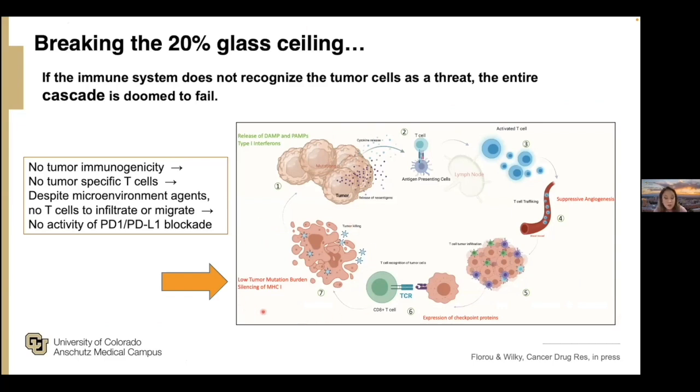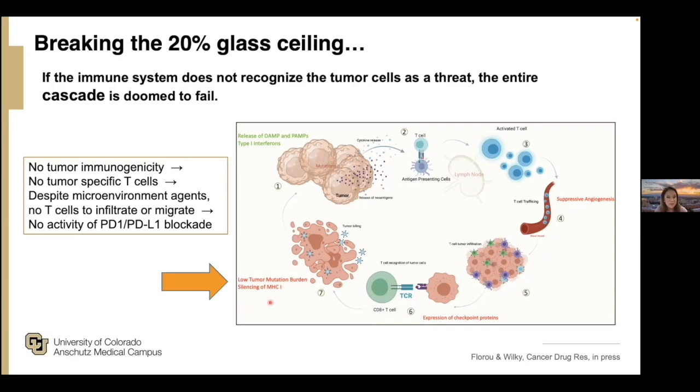I think in general, our immune system has a very hard time recognizing sarcoma. So if there's no immunogenicity, there's not going to be any tumor T cells. And then no matter what you use, whether it's the microenvironment or certainly checkpoint blockade, you're still not going to get responses if your immune system never realized that the cancer was a threat. So why are these so poorly immunogenic?